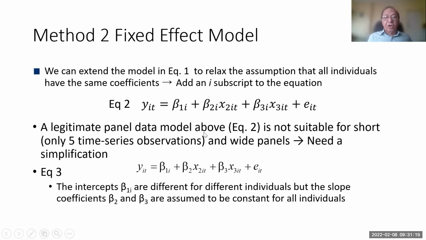A legitimate panel model, the above equation 2, is not suitable for short panels, with only 5 time series observations, and wide panels; they need a simplification. So equation 3 we write again as B1i, that is only state-wise, B2, B3 X3_it, and error term. The intercepts B1i are different for different individuals, that is different states in the example we are going to use. But the slope coefficients B2, B3 are assumed to be constant for all individuals. For every state, the constant will be different.